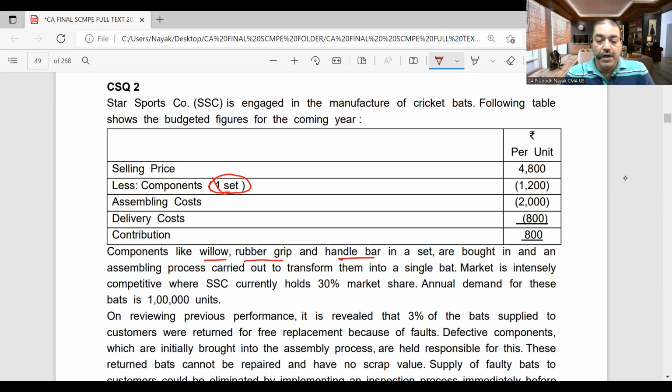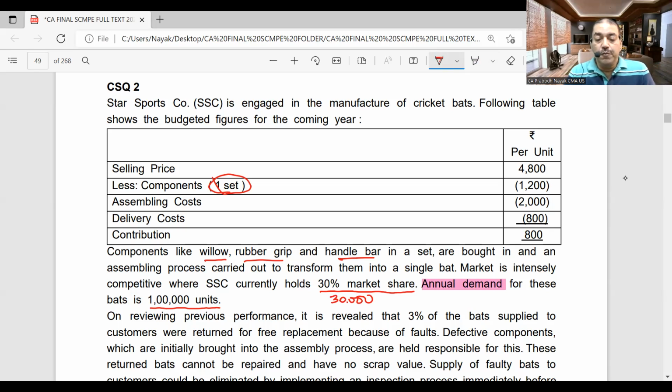Market is intensely competitive, where SSC currently holds 30% market share. Annual demand for these bats is 1 lakh units. Not of the company, annual demand in the market is 1 lakh units. So company's sales will be 30% of 1 lakh, that will come to 30,000 units. So the company is going to have only 30% market share, that is 30,000 bats.